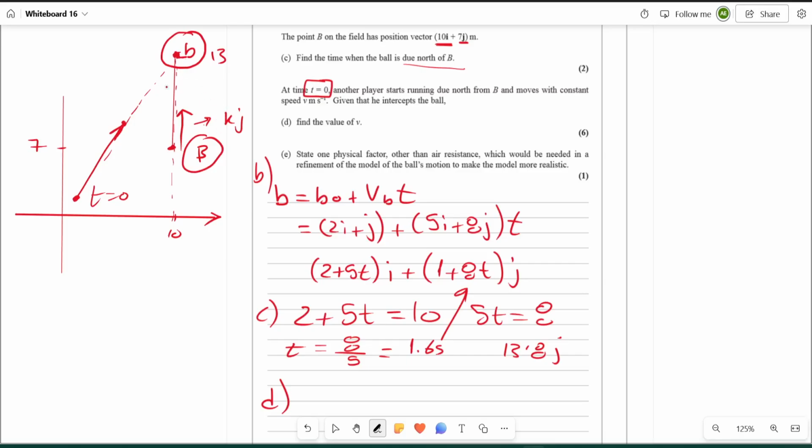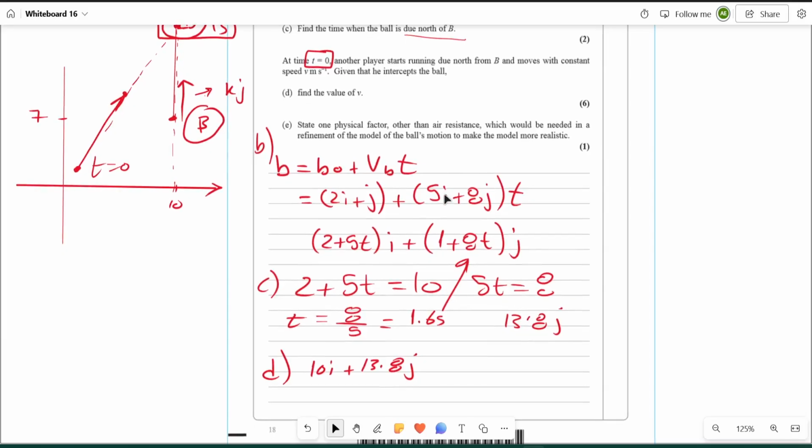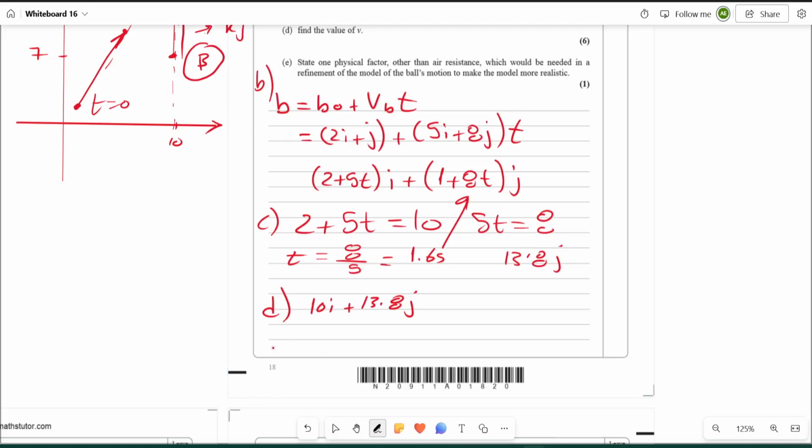The only way they can hit each other is going to happen at this point over here, where it is 10i plus 13.8j, because this player is moving north, and the ball is only going to be north of B at this point. So we want to find the velocity of this guy, using the position vector formula, where position equals initial position plus velocity times t.